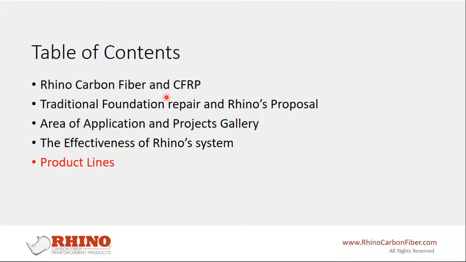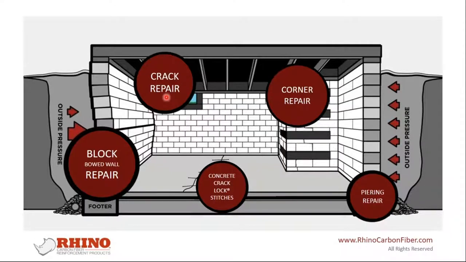Last but not least, our product lines. This graph summarizes some typical scenarios where our product can be applied for residential projects. You can use Rhino's product for general crack repair, corner repair, and block wall repair. Of course, like I already discussed, there's the concrete stitching system, like for the foundation floor or garage floor. And there is a broad scope of projects that carbon fiber product can be used for.